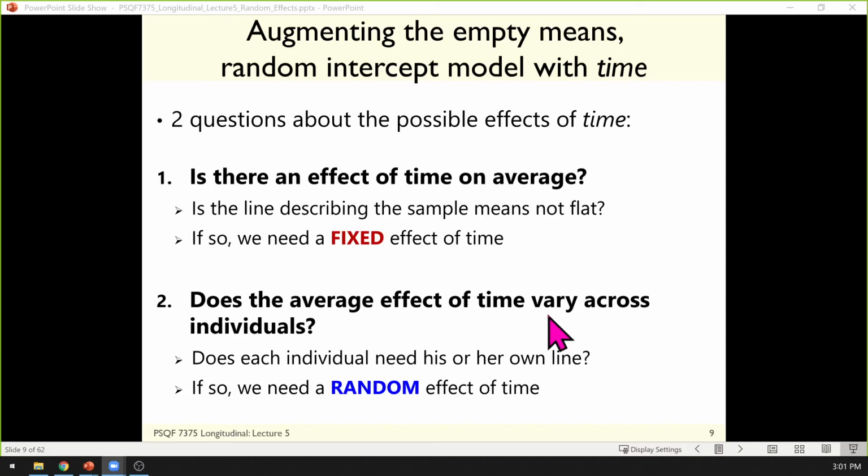So in terms of vocabulary, fixed is the part that everybody gets the same. Random is the part that you get your own version of. So I also like the notation of u for random effects because it's like, it's for you. It's yours. Random is yours.